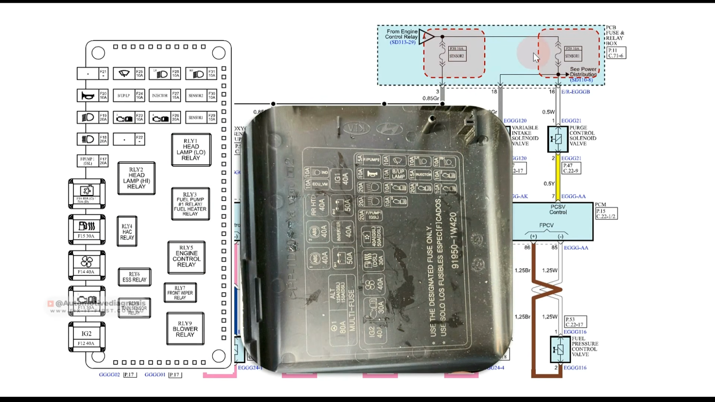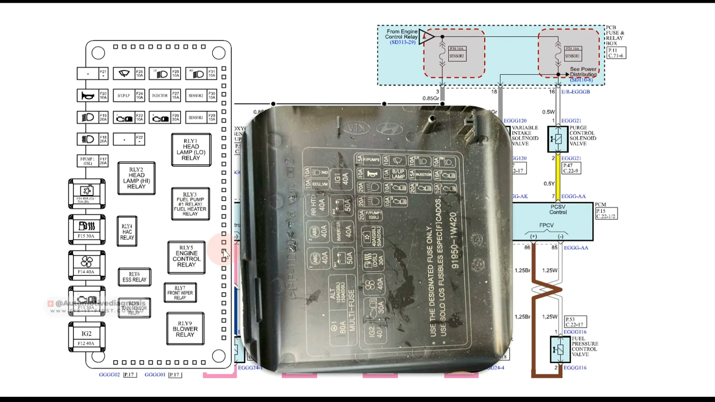So this is the diagram for this car. This is the fuse box cap for this car. But as you see, there is nothing as sensor 1 and sensor 2. Sometimes some companies are going to make it a little confusing when it comes to some cases like this. So that's why we need to have a look at the wiring diagram.